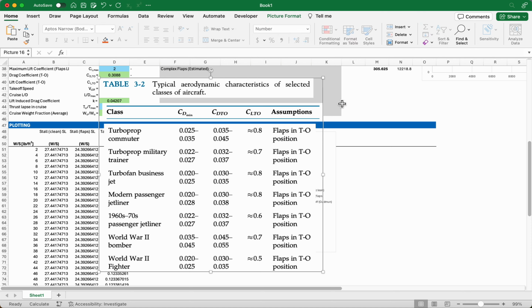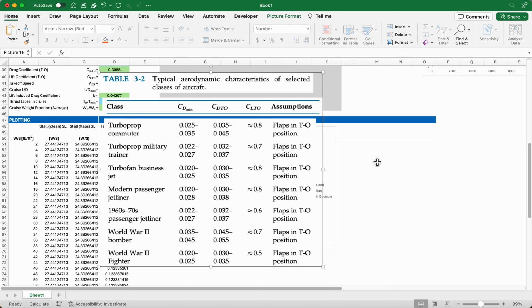If we look at this table, just copied this from our notes, from the textbook, we have the drag coefficient during takeoff for various types of aircraft and the lift coefficient for takeoff. And this is assumptions, flaps in the takeoff position. So let's assume we're trying to model a modern passenger jetliner. A minimum drag, we can choose somewhere between 0.02 and 0.028, depending on how conservative you want to be. Maybe we'll choose 0.025.